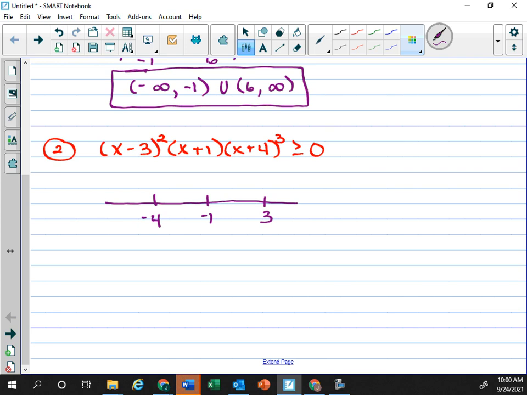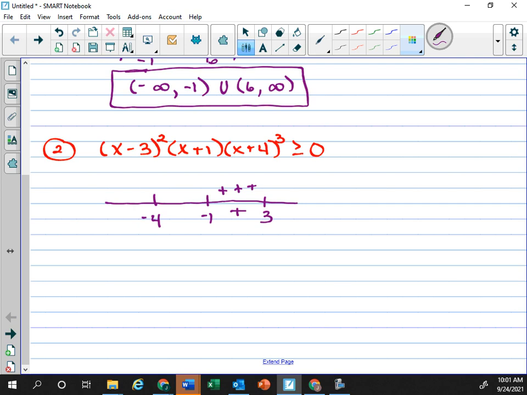All right, guys, let's go through it. Okay, I'm going to test 0. Again, 0 is easy to test. 0 minus 3 squared is positive. 0 plus 1 is positive. 0 plus 4, positive. Cubed is still positive. Are we okay with that whole thing being positive?